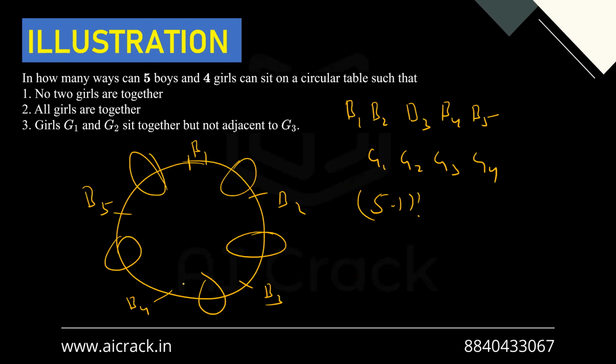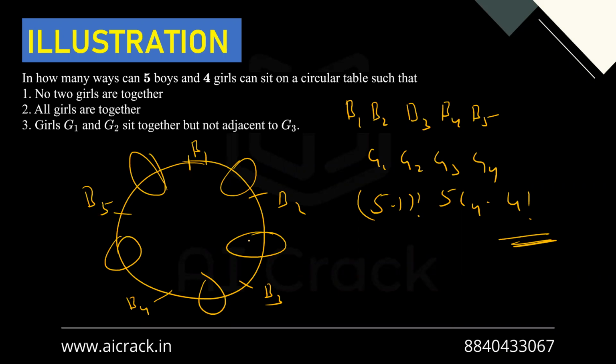Now they have made their position around the table. Now we can fill these girls over there. So that would be 5C4 into 4 factorial. This 4 factorial is important. We won't be doing 4 minus 1 because we already have the reference over here. So that's why 4 factorial. In case we were trying to start filling from the girls, but in this case we won't be, because we have to fill the girls in the gaps only.